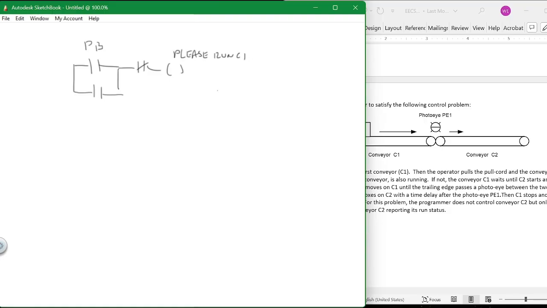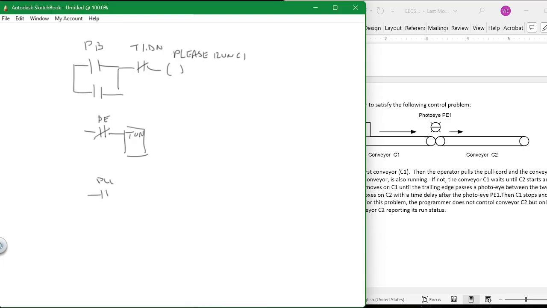When you get over to C2, when you run the box past the trailing edge of this photo eye, that drops this out. But now we added a timer to it. So what actually happens is the NOT of the photo eye starts a timer, and the done of that timer turns that off. That's all it is. Weird, but that's what it is.